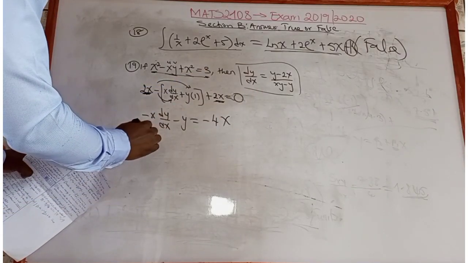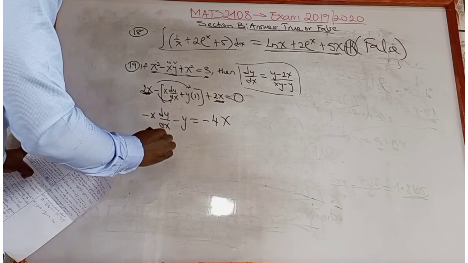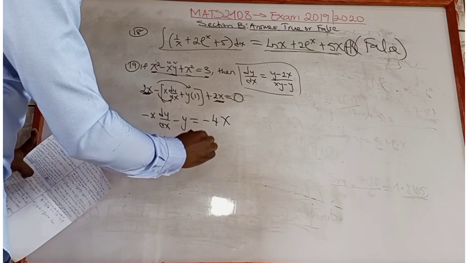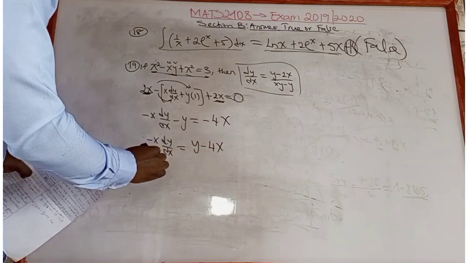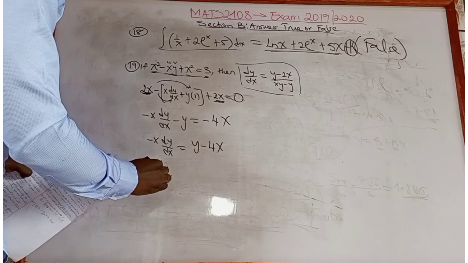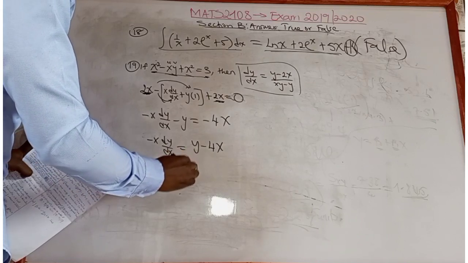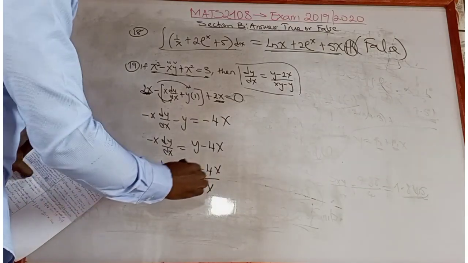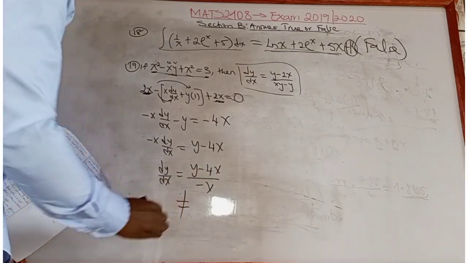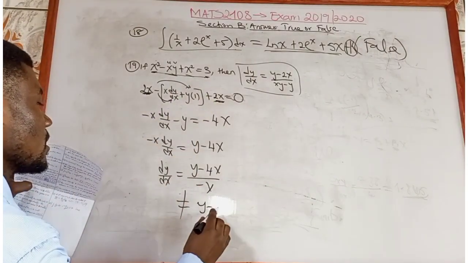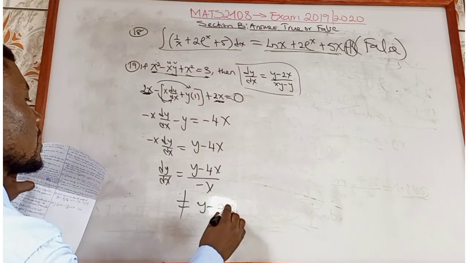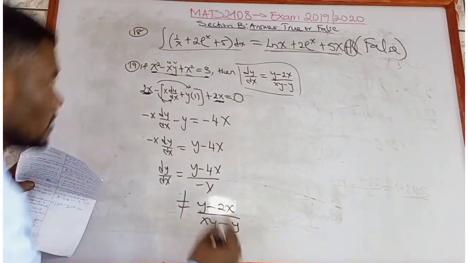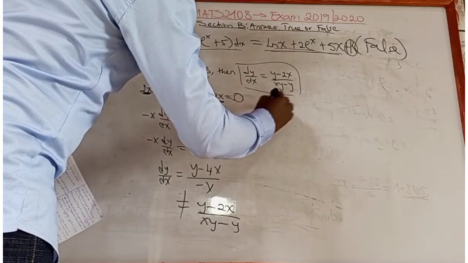Now, our interest is to make dy by dx the subject. So I have negative x dy by dx is equal to, we take this y across, it gives us y minus 4x, and then we divide both sides by negative x, it gives us y minus 4x divided by negative x, which clearly you can see that it is not equal to the answer they gave us, y minus 2x divided by xy minus y. Hence, the statement is false.